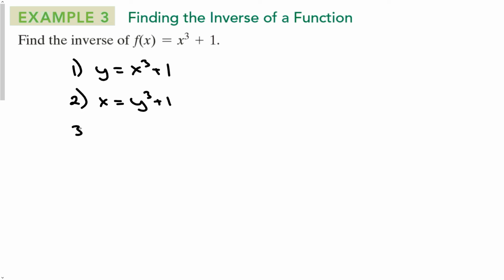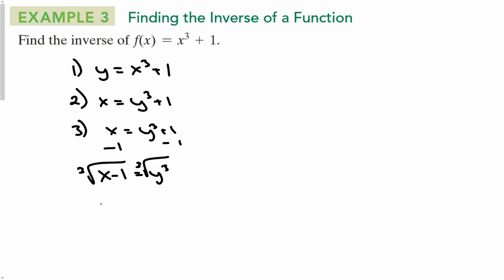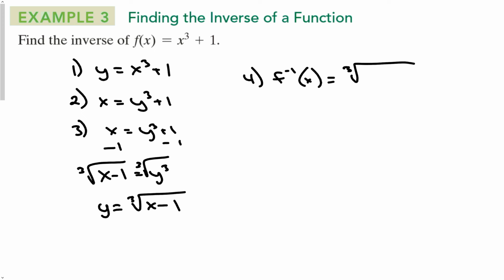Okay. Step 3 is solve. So we have x is equal to y to the third plus 1. Subtract 1 from both sides. And now, in order to get y by itself, we take the cube root of both sides, which leaves me with, as I flip this around, y is equal to the cube root of x minus 1. And step 4 would be to write it as an inverse, to write y as f inverse of x, because the cube root of x minus 1 is a function. So the function and this new thing that I created are inverses of each other.